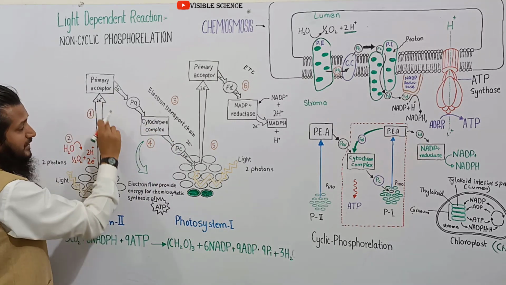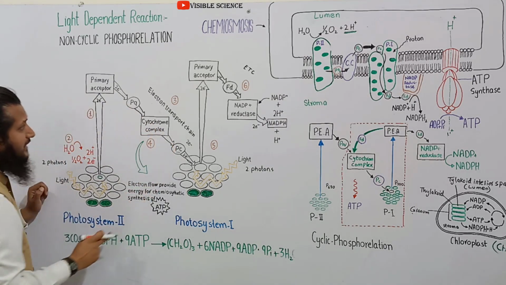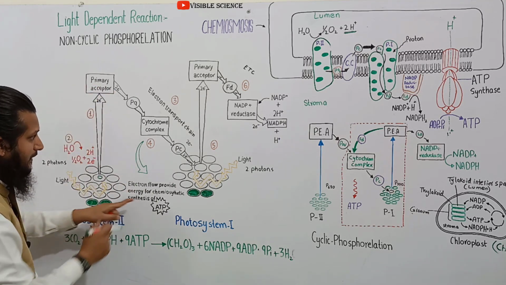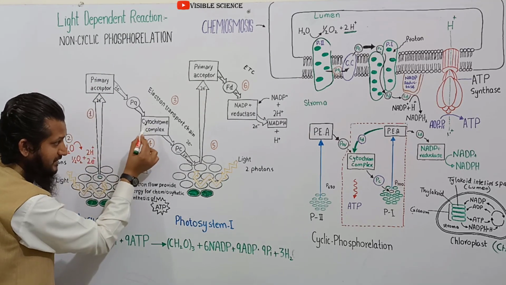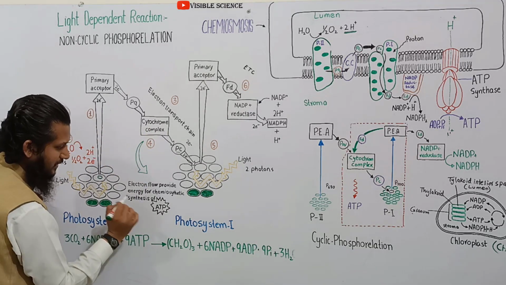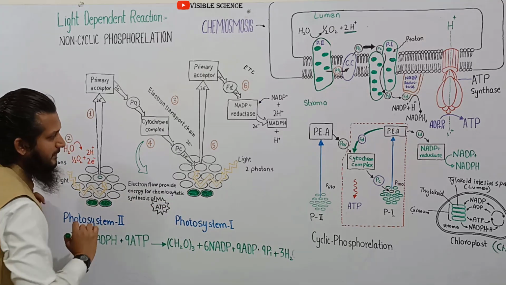And when these two electrons are transported through these different electron carriers, energy of these two electrons is utilized to produce ATP by cytochrome complex. Cytochrome complex utilizes electron energy to produce ATP. Here electron flow provides energy for the chemiosmotic production of ATP.